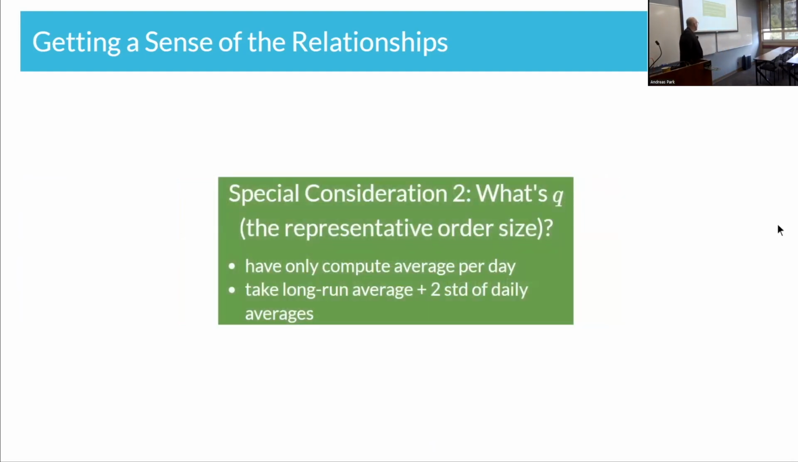The next question is, what's the right queue? What's the right order size? This is where it gets a little iffy. You can compute what the average order size in a day is, but I don't have a distribution.